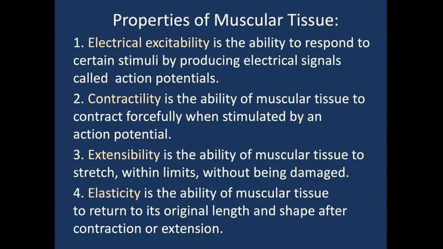And the fourth property is elasticity. Elasticity is the ability of muscular tissue to return to its original length and shape after contraction or extension. That is a very unique possibility. It is possible because of elastic fibers in our muscles.